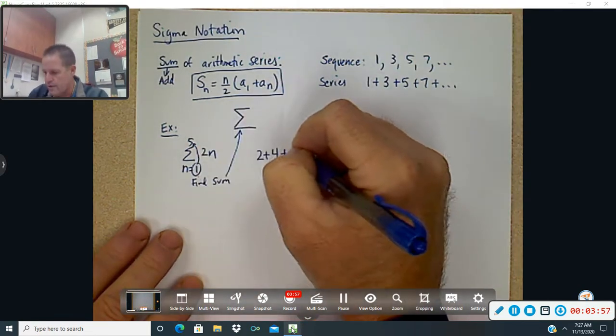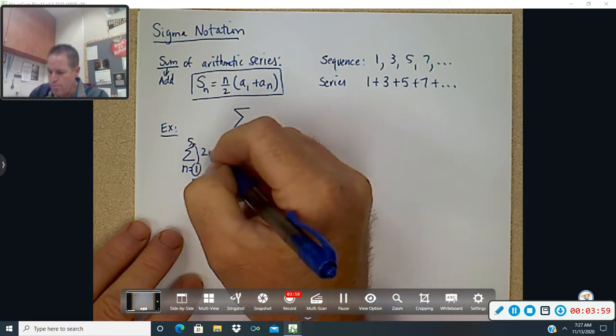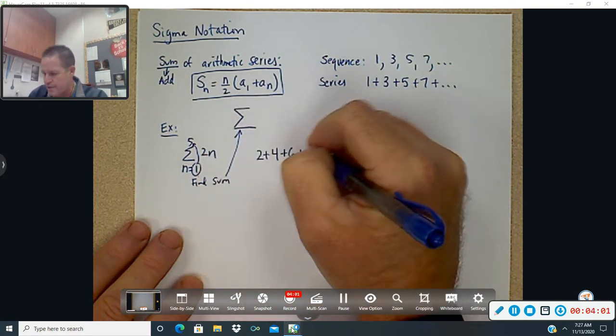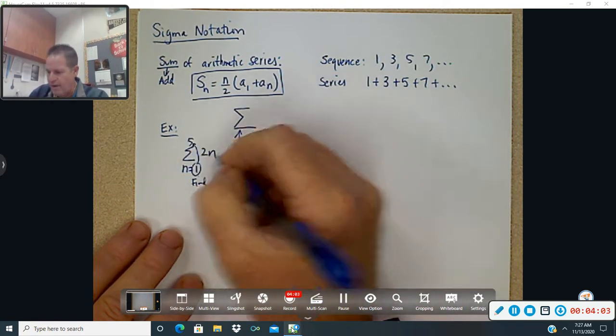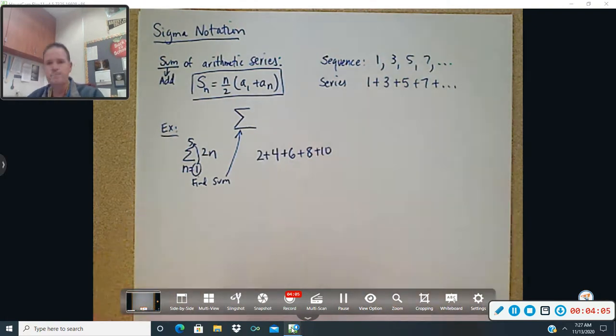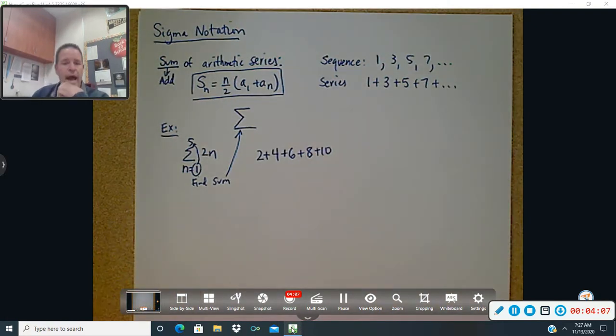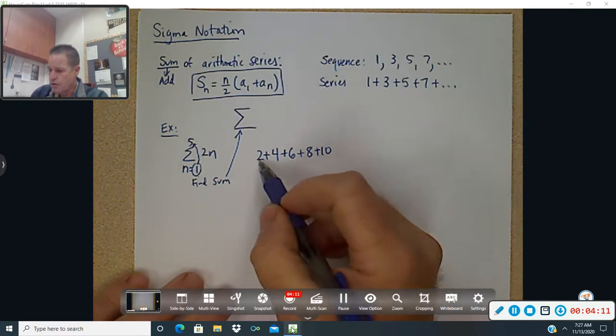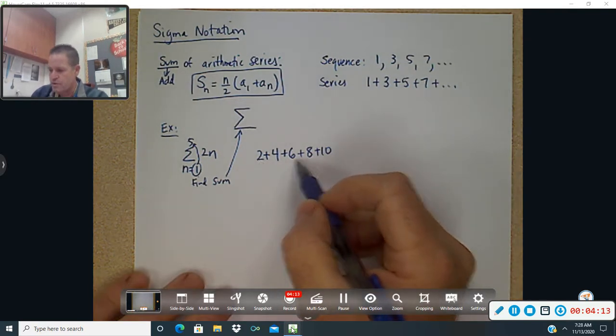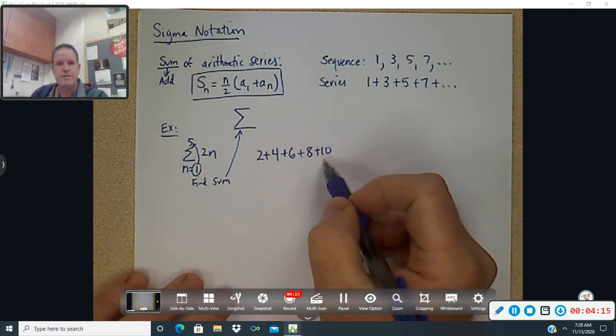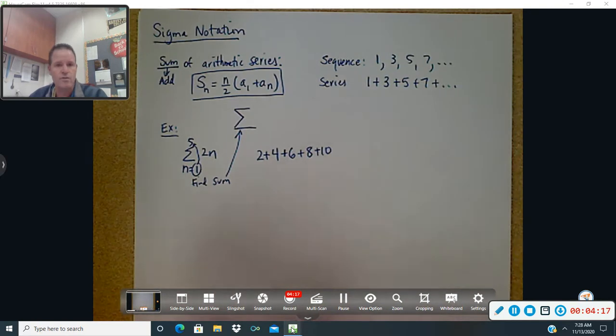2 times 3 is 6. And then you'd plug in 4. 2 times 4 is 8. And then you'd plug in 5. 2 times 5 is 10. And then you'd add all those up. That's not very hard to do. 2 plus 4 is 6, plus 6 is 12, plus 8 is 20, plus 10 is 30. Now, I'm not asking you to add it up yet. I'm just showing you how to do it.